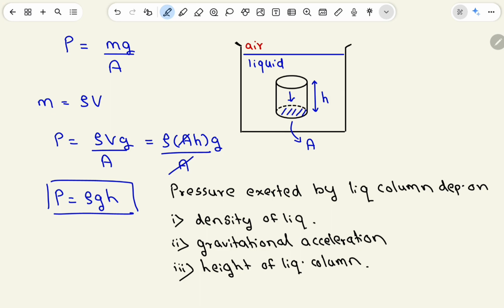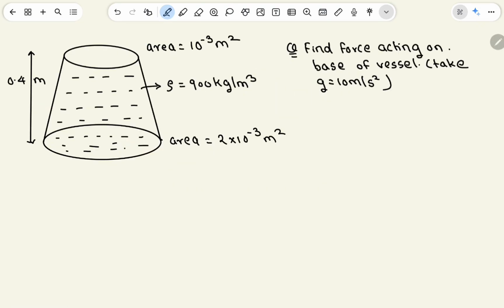Okay. So thus we have seen that the pressure exerted by a liquid column of height h on the bottom surface is nothing but P is equal to rho gh. Okay. So based on the formula that we just derived, P is equal to rho gh, which is pressure exerted by a liquid column on the base.